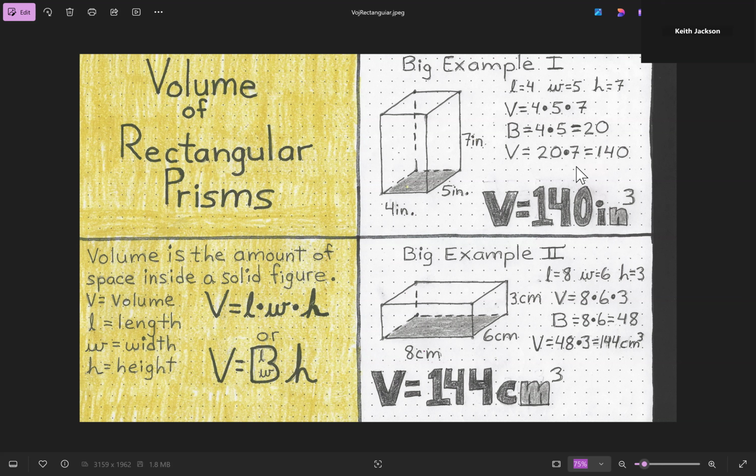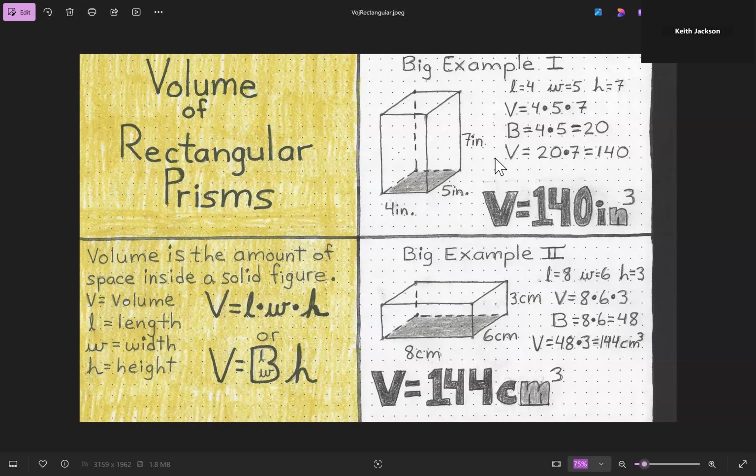And when we obtain the volume of a rectangular prism, we're just going to multiply the length times the width and then times the height. Or we could just say volume is equal to capital B times height, because capital B is just simply length times width. All right, with that in mind, we're going to apply our formula to Example 1.